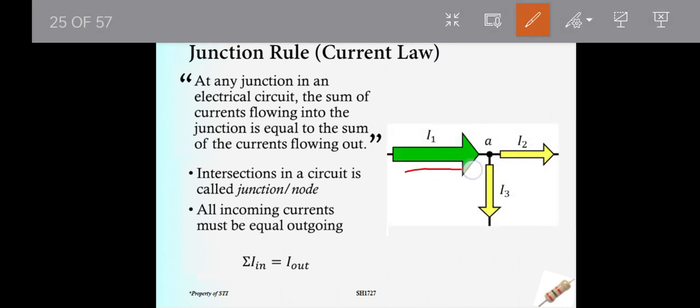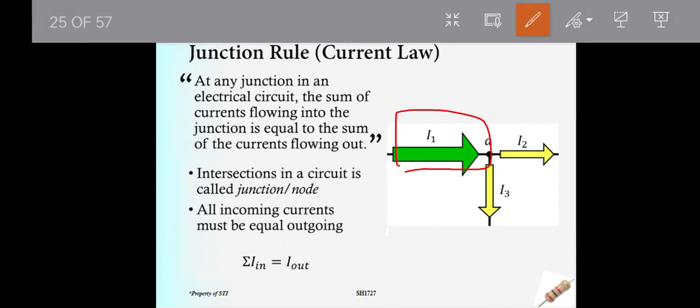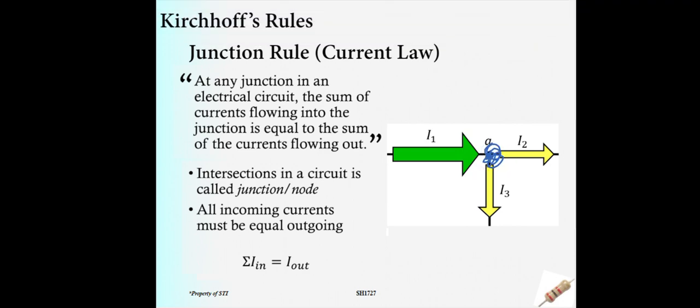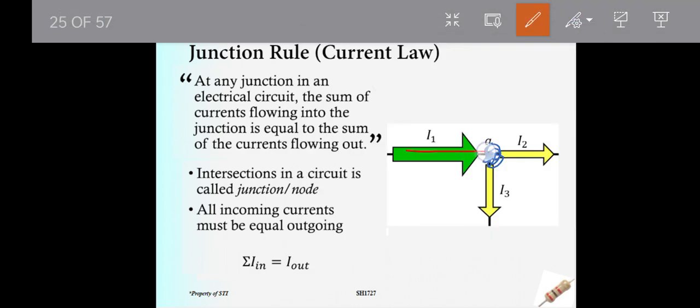Kung ano daw yung value ng current na papasok dito sa ating junction, okay? This is our junction. So, kung ano yung value na papasok dyan, equal lang siya sa value or amount ng current na lalabas from our junction. So, in other words, current cannot just disappear or appear at a junction.